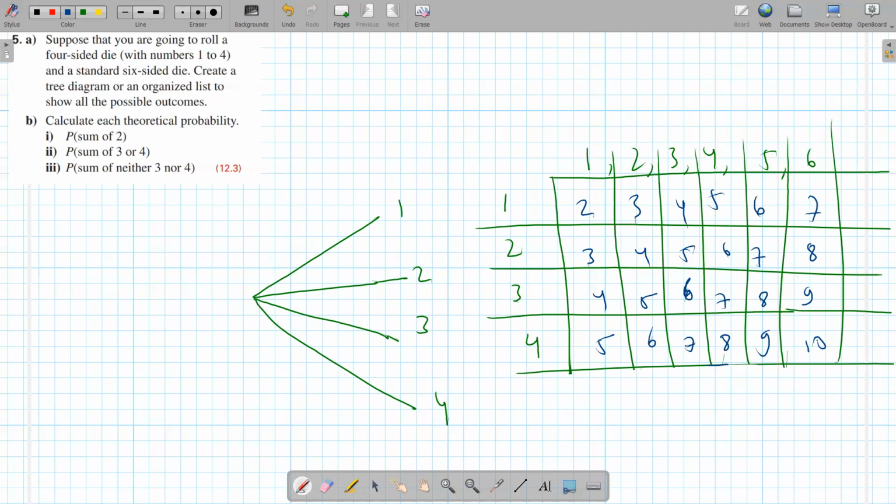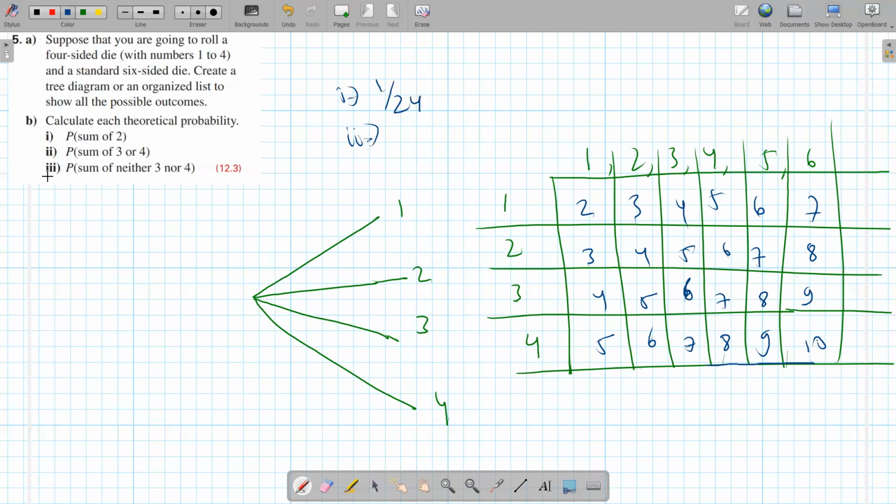What's the probability? How many outcomes? Let's first find the number of outcomes here. What's the total number of outcomes? 24. Yeah. So what's the probability that I get a sum of 2? Just 1 out of 24. Yes. So that's 1 out of 24.